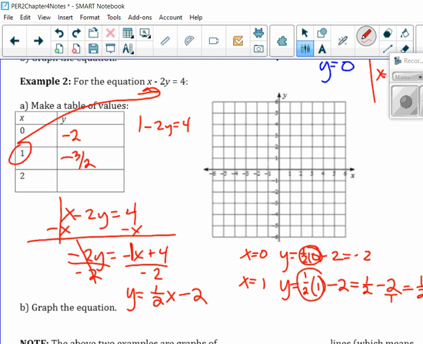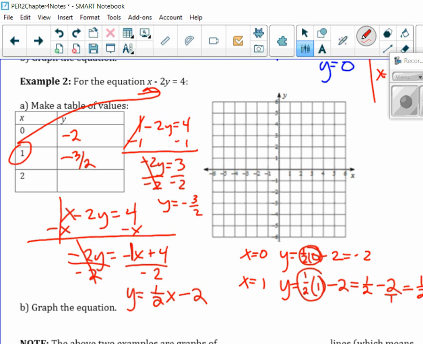Then I subtract 1. I get negative 2y equals 3. And then I divide by negative 2. And look at that, I get the same answer. But which one was easier to figure out? Probably the second way of doing it.